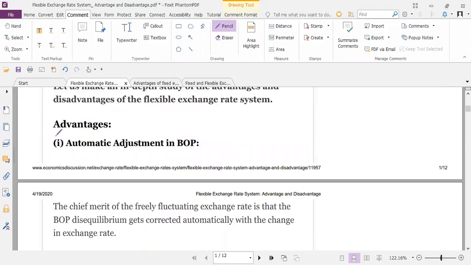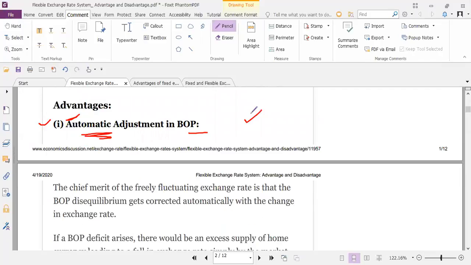Advantages. Under this, the first advantage is automatic adjustment in BOP. So automatically it will happen. There is no need for the government to come in and do the work. It will automatically happen. The balance of payment will get adjusted automatically as it is left to the market. I've told you: flexible, floating, unstable. So it's flexible, right? According to the demand of the market, it will automatically change and adjust the balance of payment.